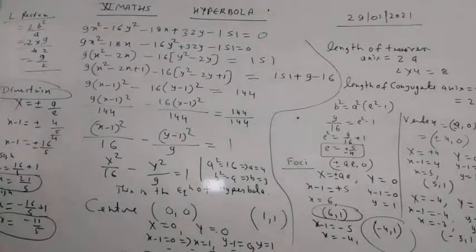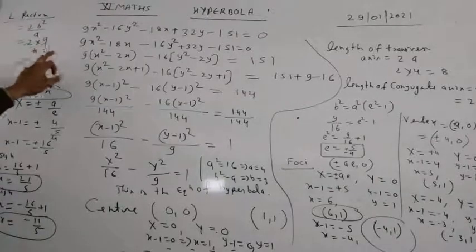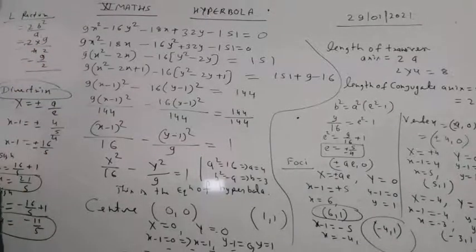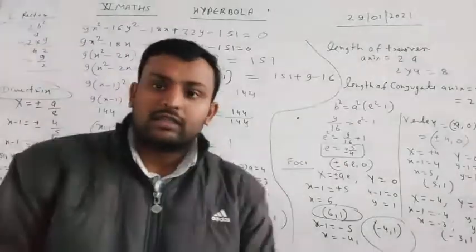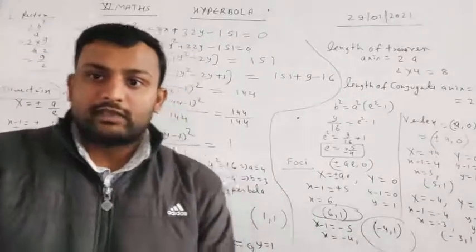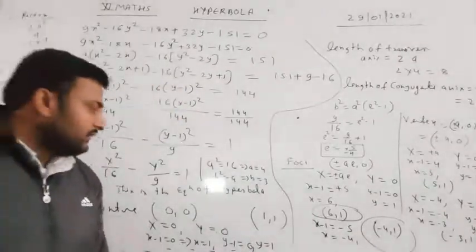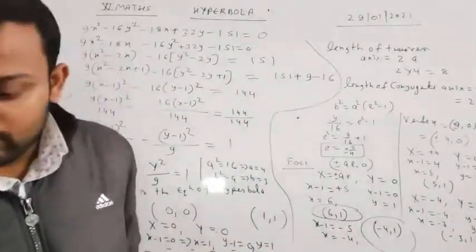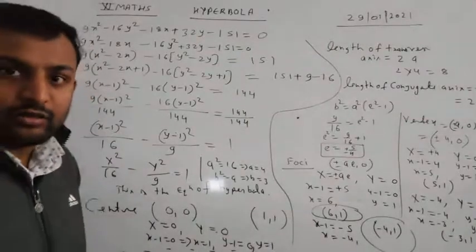Okay, and now we have to find the length of latus rectum. In this case, students, the length of latus rectum is 2b square by a, which is 2 into 9 by 4. When we cancel it, we get 9 by 2. So in this way, students, we can get the following information with the help of a standard equation and formulas. Okay. Now we take another question, students.